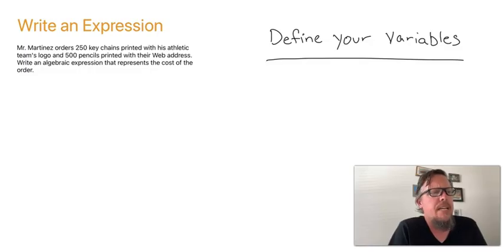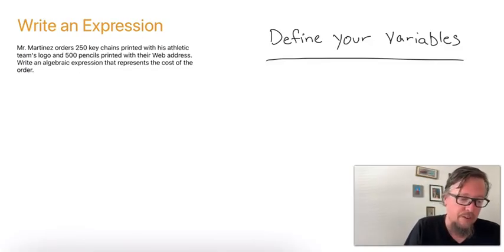So it says Mr. Martinez orders 250 keychains printed with his athletic team's logo and 500 pencils printed with their web address. Write an algebraic expression that represents the cost of the order. So, in order to figure out the cost of the order, I need to know how much each one of these items costs. Meaning, I need one variable that represents the keychain cost and another variable that represents the pencil cost. So this problem is going to have two variables.